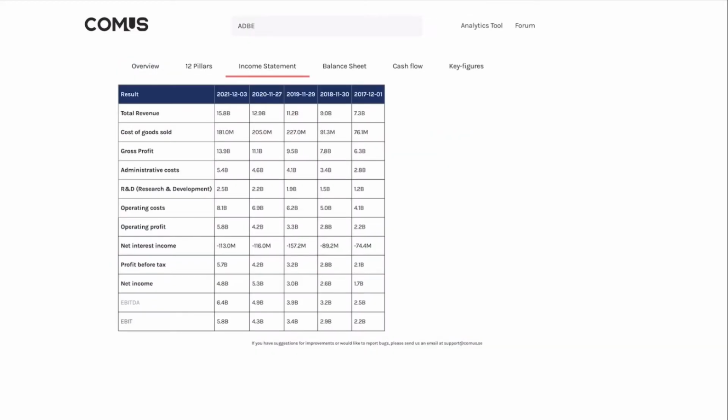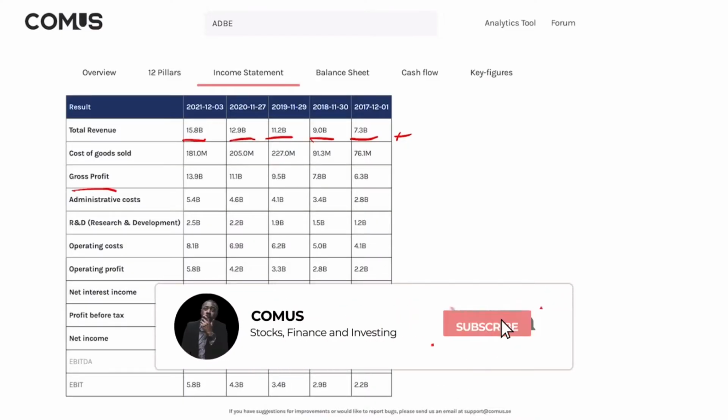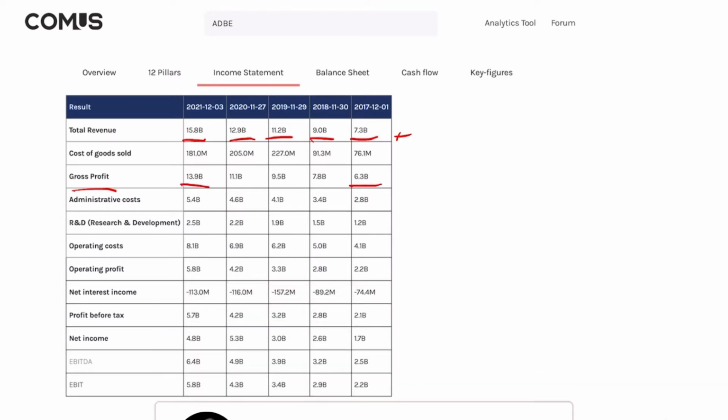But let's jump over to the income statement. And what we can see here is that the total revenue went from $7.3 billion up to $15.8 billion, and these numbers have been growing steadily every year. I like it. So that is a plus. Gross profit went from $6.3 billion up to $13.9 billion, and these numbers have been improving every year. I like it.